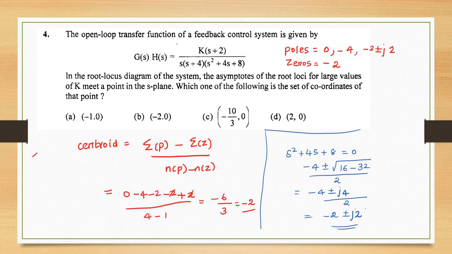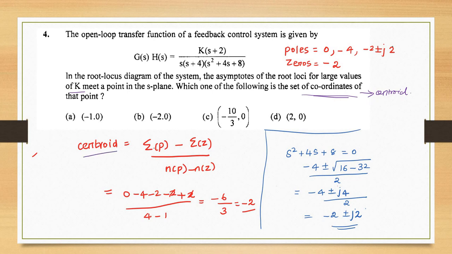Next, the open loop transfer function of a feedback control system is given by G(s)H(s) = K(s + 2) / (s(s + 4)(s² + 4s + 8)). In the root locus diagram of a system, the asymptotes of the root loci for large values of K meet at a point in the s-plane. Which one of the following is the set of coordinates of the point? This is similar to the centroid of the root locus, because the asymptotes finally meet at the centroid. So here I am going to find the centroid.